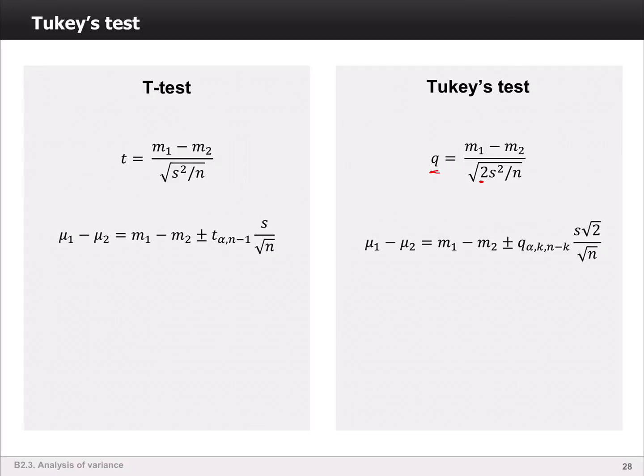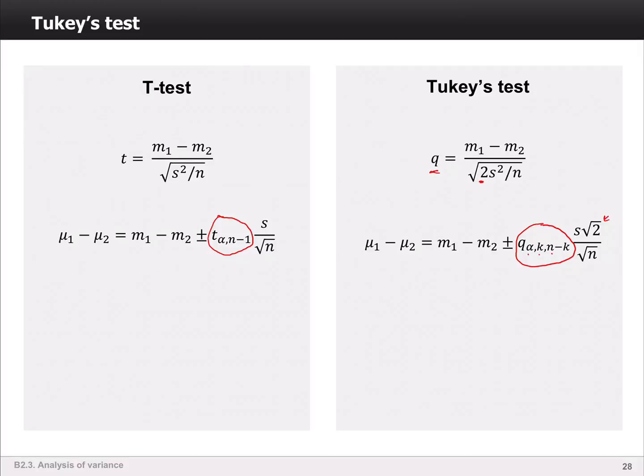If you want to calculate a confidence interval, you need to get a t-value for a given significance. And you remember that the t-value depends on 2 things: the significance level and the degrees of freedom. If you look at this formula, it looks pretty much the same. You still have this square root of 2 here, but instead of the t-value, you use a q-value. It's another statistic, and it depends on 3 things: the significance level, the number of groups, and the degrees of freedom. In this case, it's n minus k, where k is the number of groups. So we just use another distribution.